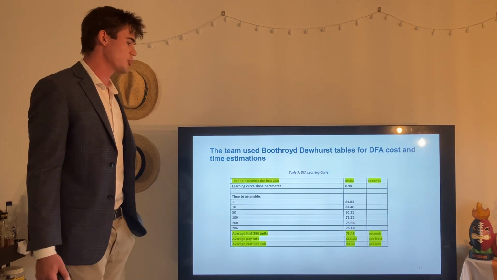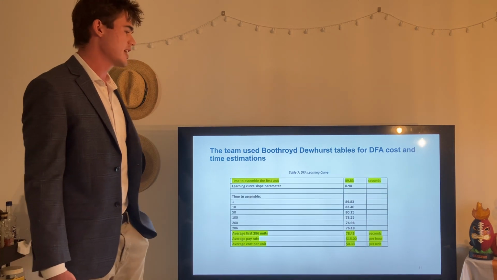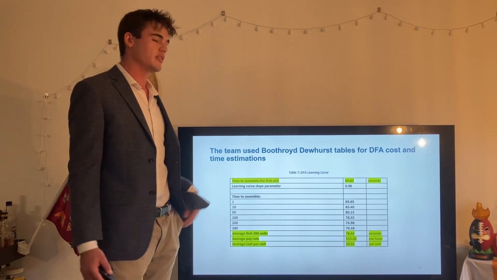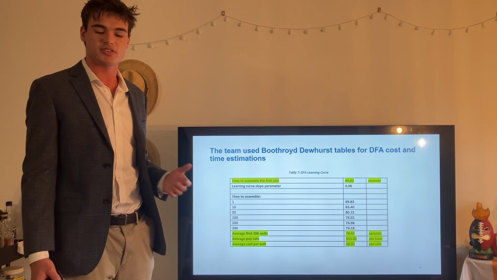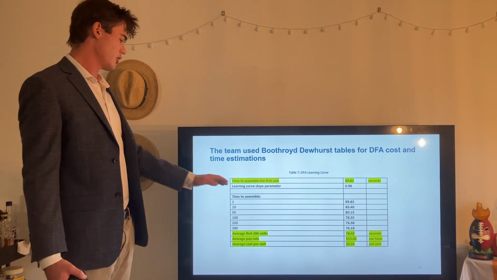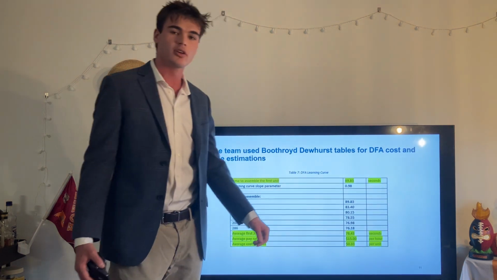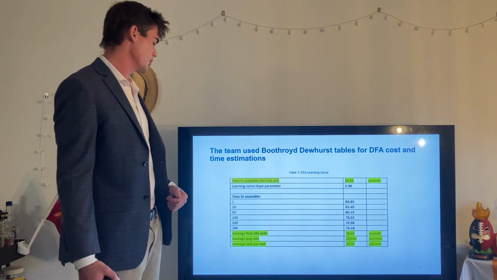Next, moving on, we used the Boothroyd-Dewhurst tables for estimating DFA cost and time. So we calculated the amount of time that it would take for each motion of assembling our product. The time to assemble the first unit was calculated at 89.83 seconds using the Boothroyd-Dewhurst tables.